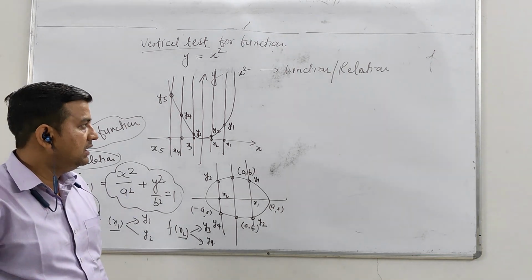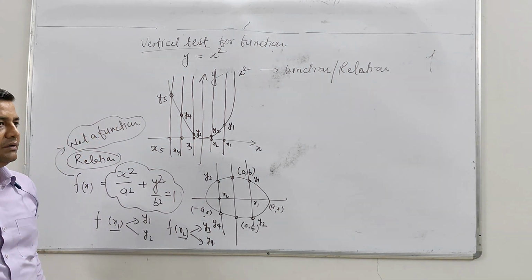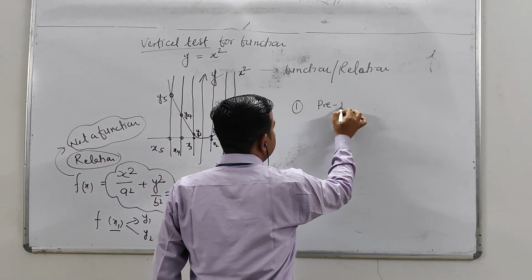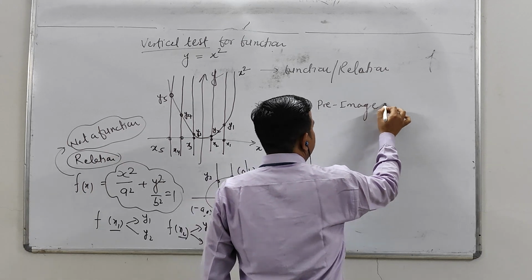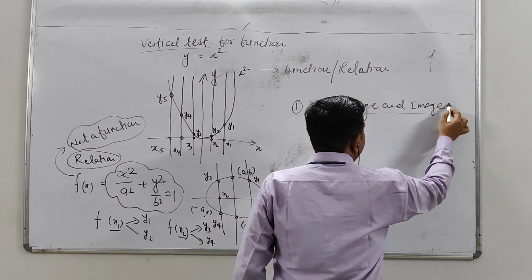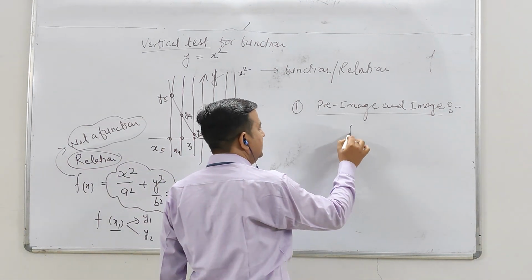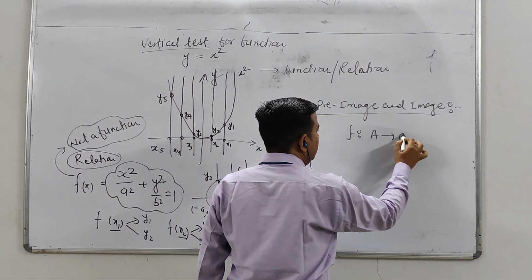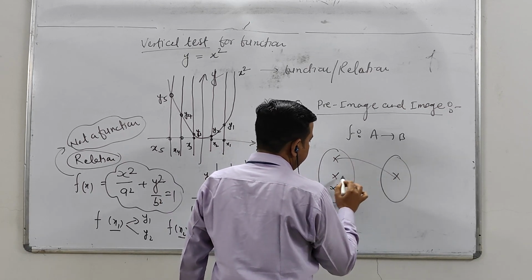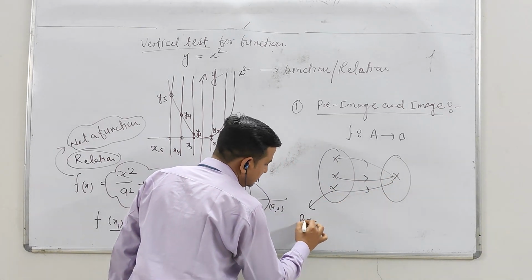Now we will discuss the terminology. What are the terms which are used in the case of function? First, the terminology is pre-image and image. So what are the concepts of pre-image and image? Suppose we consider a function which is defined from A to B, and it works like this. All the elements on this side are the pre-image.